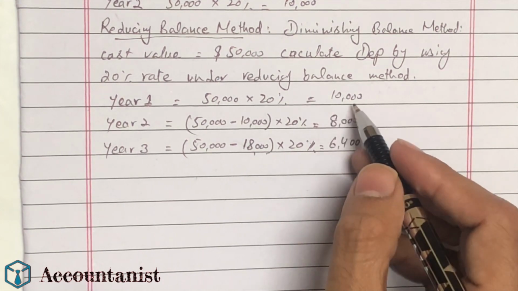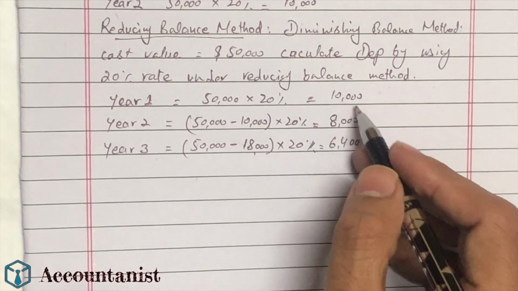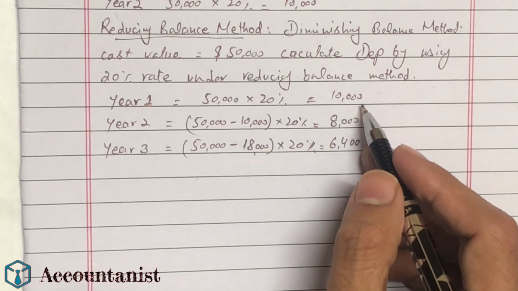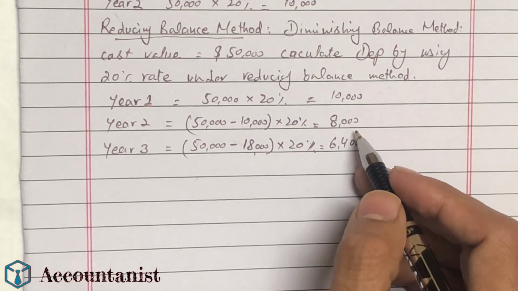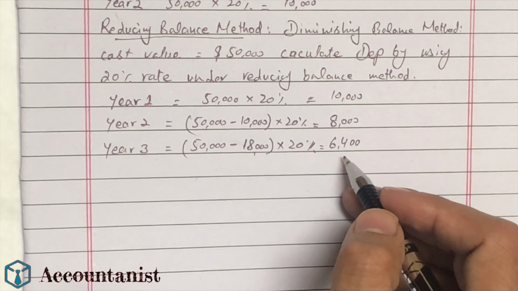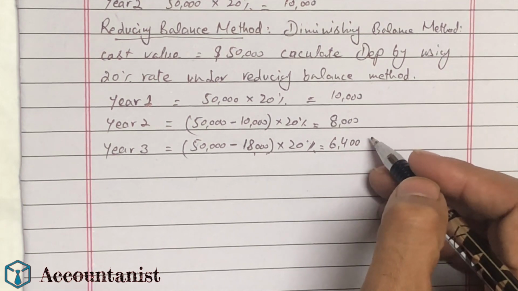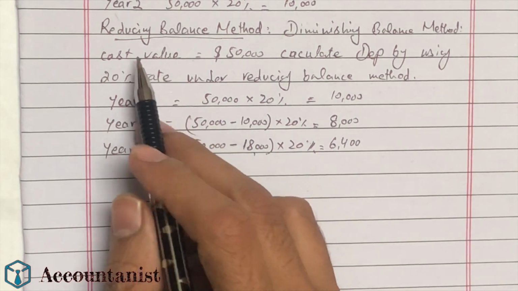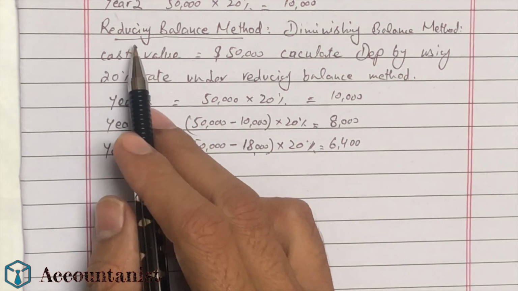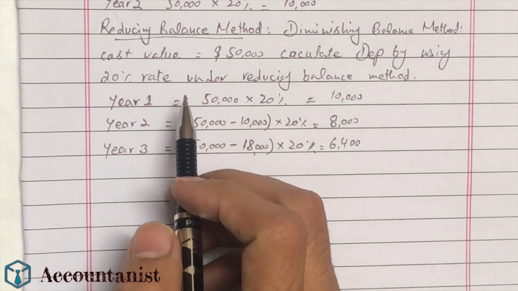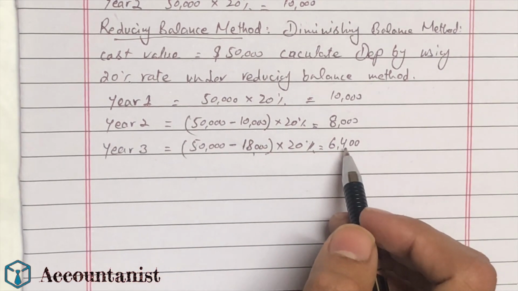As we can see, the depreciation value is going down every year. In the first year it was 10,000, second year it is 8,000, now it is 6,400. So the balance is reducing each and every year. This is the name of the method, reducing balance method. It reduces the value of depreciation every year.